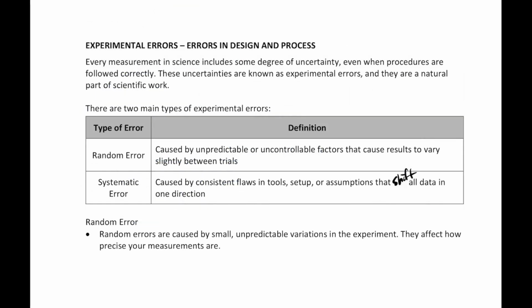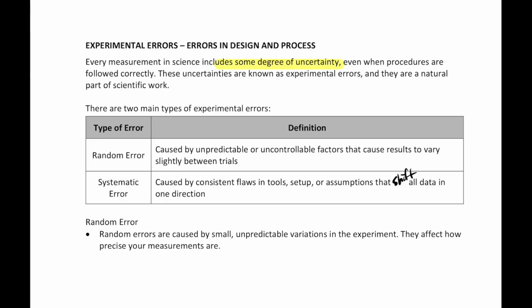Okay, so now let's talk about experimental errors. It is possible to make errors in the design and processes of the investigation, and every measurement in science includes some degree of uncertainty. There are no exceptions. Let's highlight this part. Even when procedures are followed correctly, these uncertainties are known as experimental errors and they are a natural part of scientific work. So it is definitely a mistake. However, it's not a bad mistake. It's a mistake that you have to discuss at the end of the investigation.